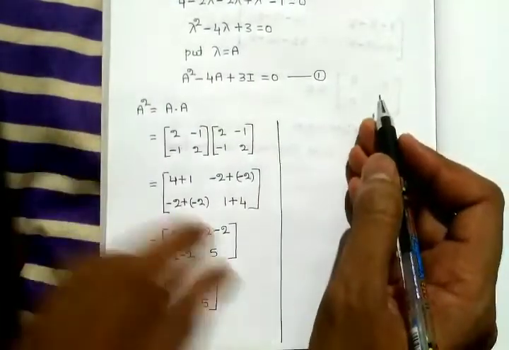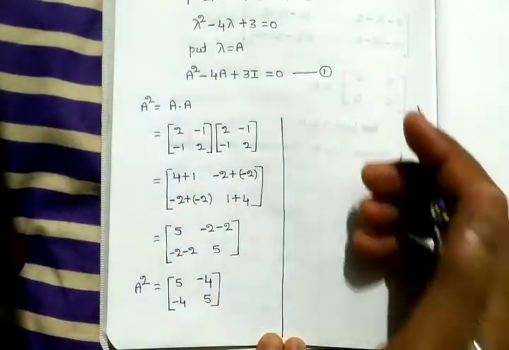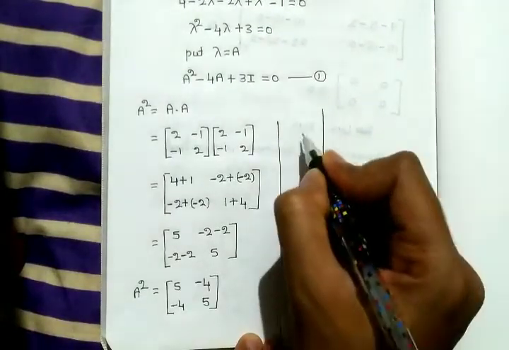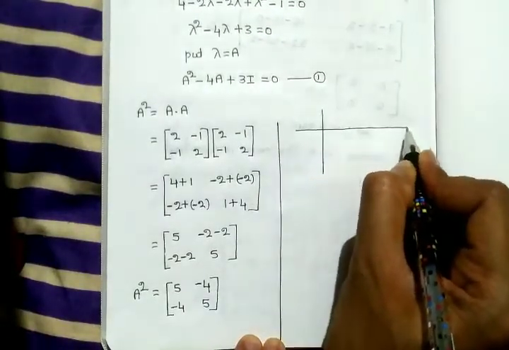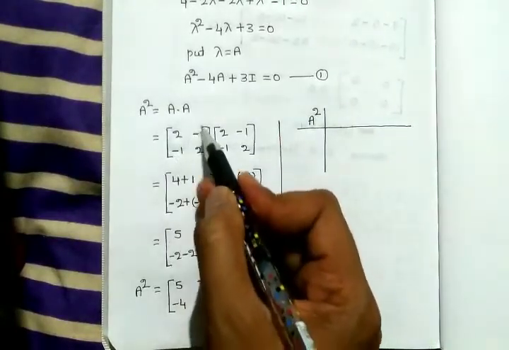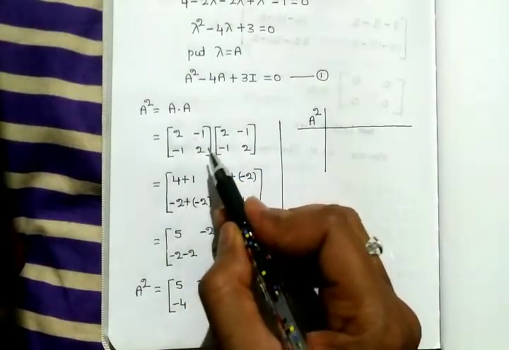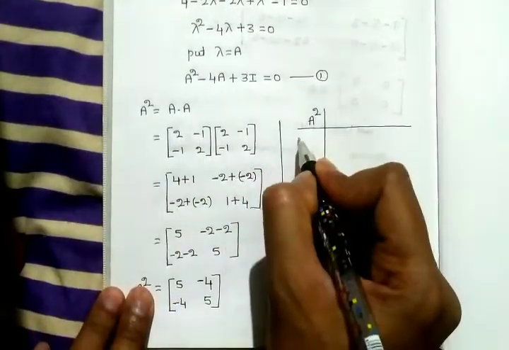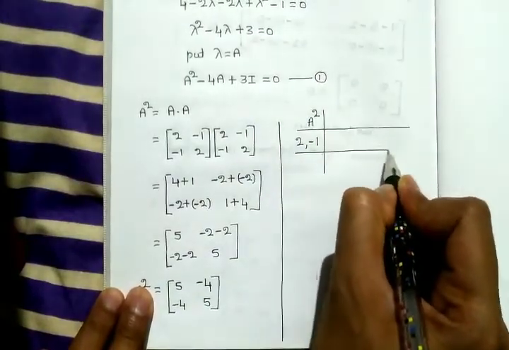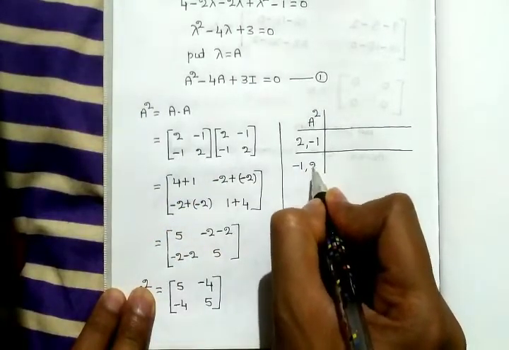Otherwise, I am also going to show the box method. Whichever you feel easy, any one method you can apply. See, for the box method, draw 2 lines. You are doing A square. So this is the first matrix. In this part, first matrix, only rows to write. What is the first row? 2 comma minus 1. After that, put one line. Second row, minus 1 comma 2.